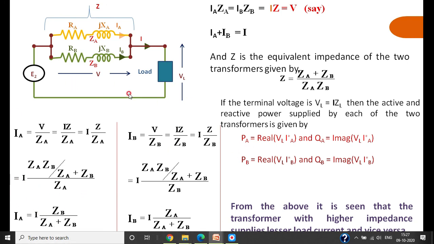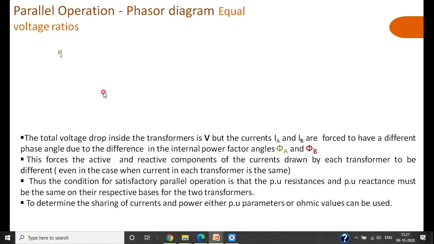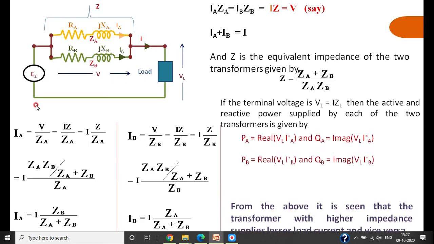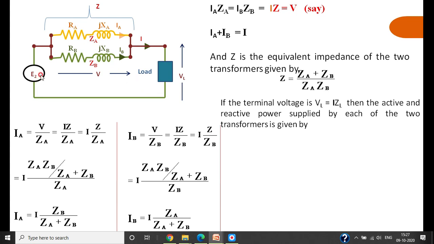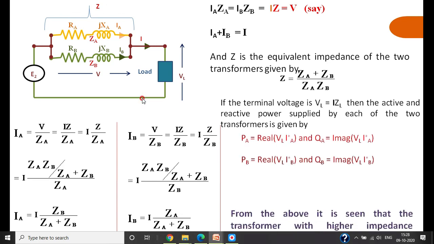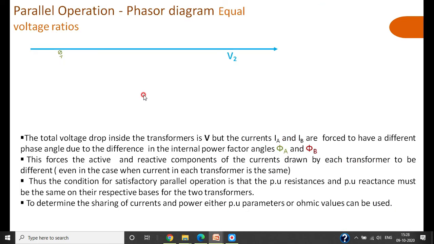Then we will draw the vector diagram for this. First, start with the voltage E2, that is, we have to get E2 from the VL. VL can be taken as a reference, and first you have to take the voltage V, and thereby what we are getting is VL. V and VL remain the same. We will show you how exactly we are drawing here. That is the terminal voltage across the load, that is V2 or VL.